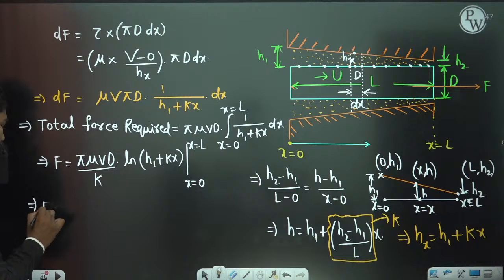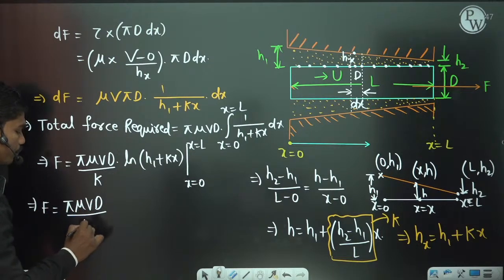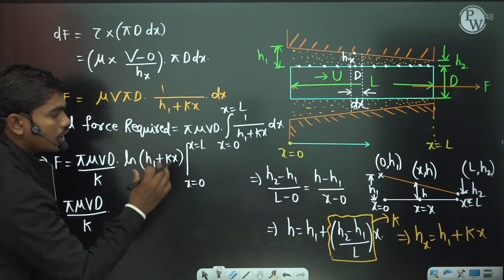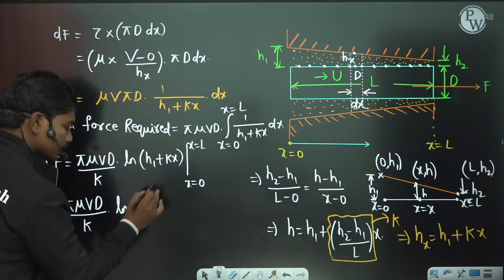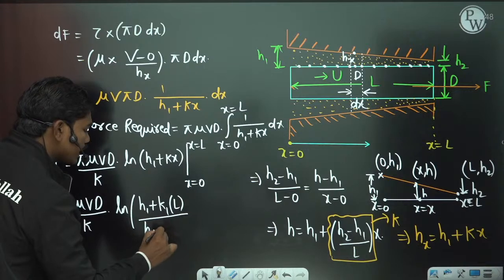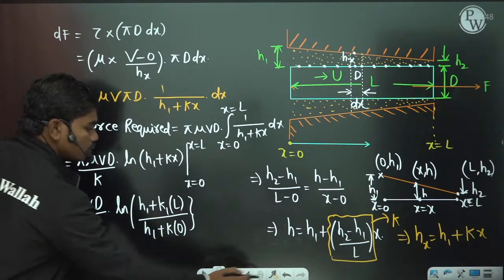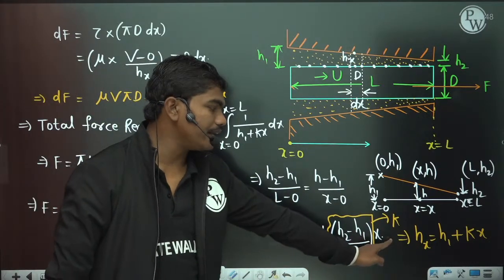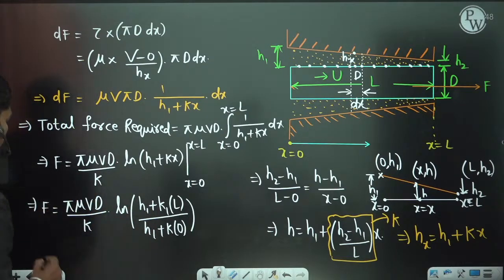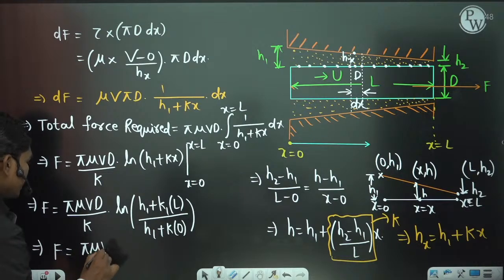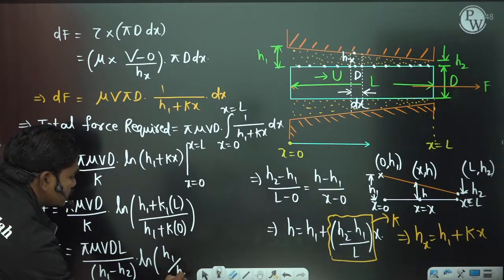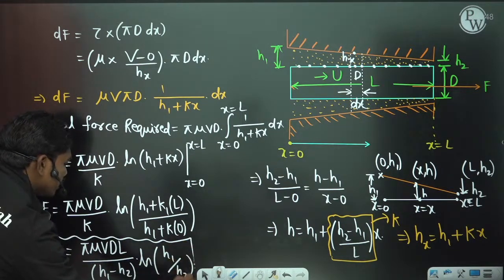So F is equal to pi mu V D by k multiplied with, when you substitute L, ln(h1 plus kL) minus ln h1, because when you put 0 it is ln h1. This is in the ln a minus ln b form, which I can write as ln a by b. So ln of (h1 plus kL) divided by (h1 plus k times 0). So what is h1 plus kL? If you replace x with L, the L and the h1 get cancelled, so this value is h2 and the other value is h1. So finally the expression that you will get is F equal to pi mu V D L by (h1 minus h2) times ln(h1 by h2). This is the total force which you need to pull this shaft in this tapered clearance.